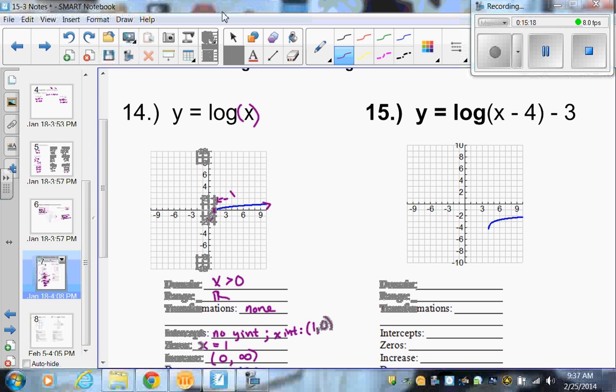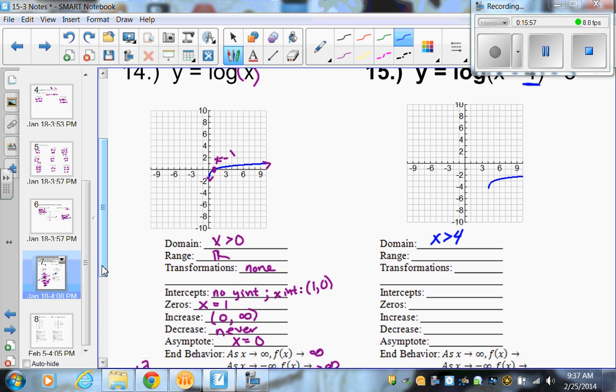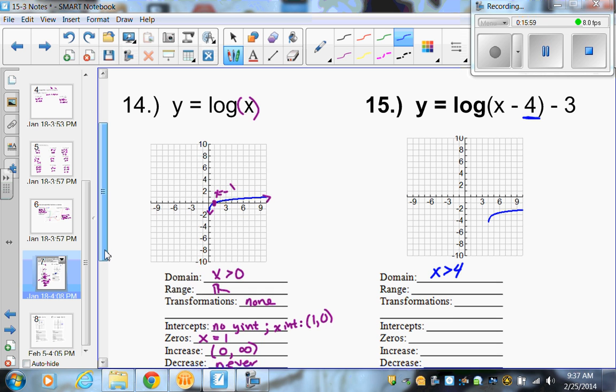Let's try one more. So we have y equals the log of x minus 4 minus 3. Again, you can type this in your calculator and y equals just like you see it. Make sure you put those parentheses where they are, and you will get a graph that looks similar to this. Okay, so if we look at this, for our x values, we have nothing over here, which means right here is our restricted x, which is at 4. So x has to be greater than 4. If you notice, it is also the same number that is right here. And you'll see why in just a second when we talk about transformations.